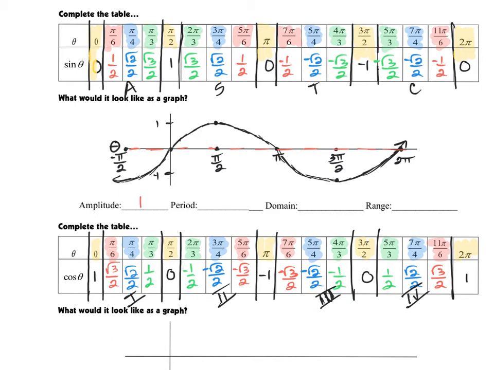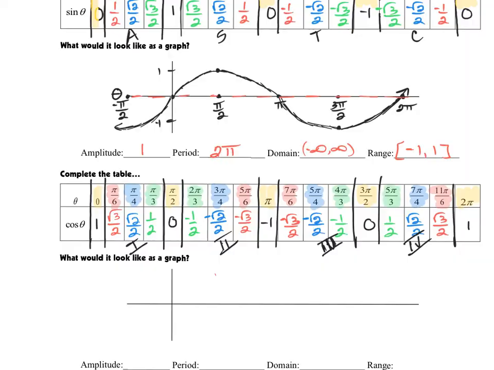Our period, I talked about this in the previous video, is how long it takes to repeat this entire process from here to here. And our period is 2 pi, that's an entire unit circle. Our domain, as we discussed already, is negative infinity to positive infinity, because it's just going to keep going. And our range is negative 1 to positive 1, inclusive on each end. So that is how we can unwrap all the values from our unit circle and create a sine graph.